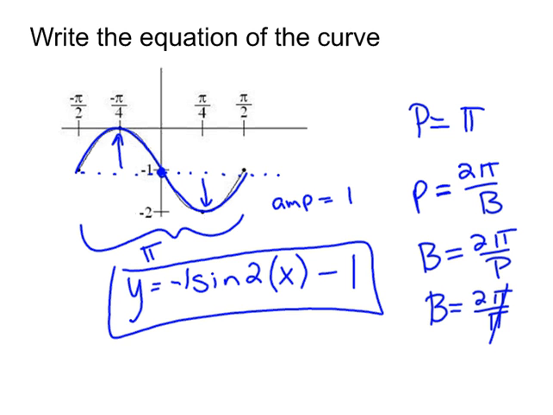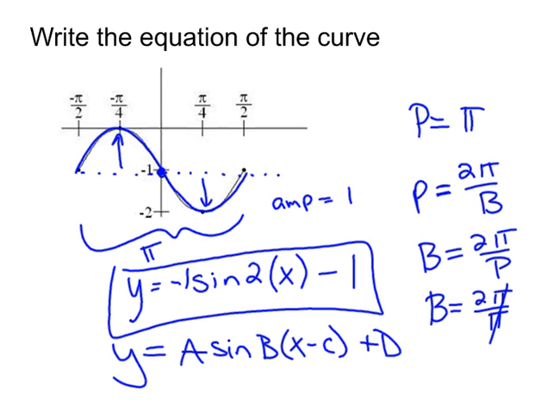Again, compare that to the general y equals a sine or cosine b x minus c plus d. So our vertical shift was -1. We decided not to have a horizontal shift. We found our b using this formula right here. B equals 2 pi over p, and our amplitude from the varying distance.